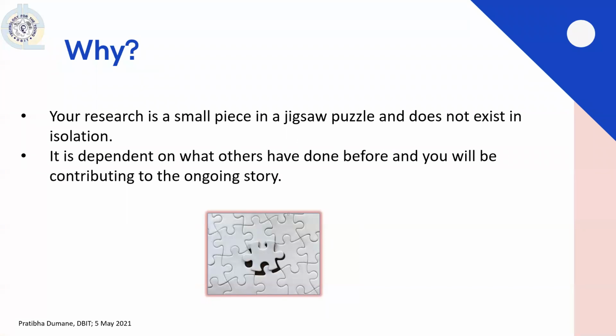So moving on to the next W, why? Your research is a small piece in a jigsaw puzzle and does not exist in isolation. It is dependent on what others have done before and you will be contributing to the ongoing story. Therefore your reader needs to know about the complete jigsaw puzzle and not only about the shape and size of your piece. So in a literature review, you're contextualizing your work, describing the bigger picture that provides the background and creates the space or gap for your research.